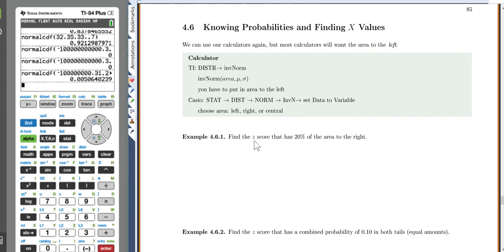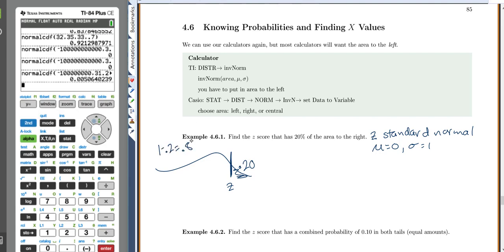So let's start with just a z-score. Remember, z is standard normal, which means that mu equals 0 and standard deviation equals 1. So in this case, we want 20% of the area to the right. So it's like we're trying to divide our curve and have 20% of the area to the right, and we want to find the z value that does that. Okay. So 20% to the right. But my table or my calculator only lets me do areas to the left. So you have to use the complement rule here. If there's 0.20 to the right, then there's 1 minus 0.2 or 0.8 to the left.